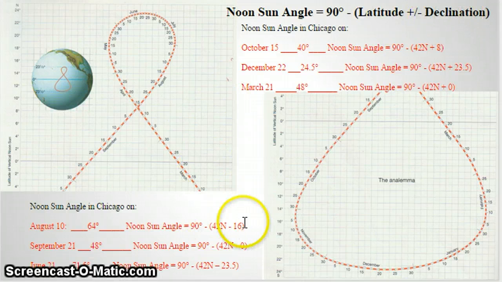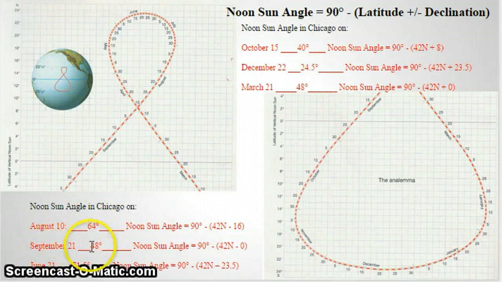So I find my declination here. I find the date, August 10th. I find my declination on August 10th here. August 10th is going to be located right here. I find this over here, and it's 16 degrees. So 16 degrees. It's in the same hemisphere as Chicago, so I subtract. Subtract if same. So 42 north minus 16 degrees north gives me a value of, what is that, 26. I take 90 minus 26, and I get a value of 64 degrees.